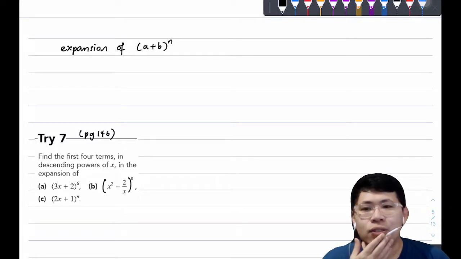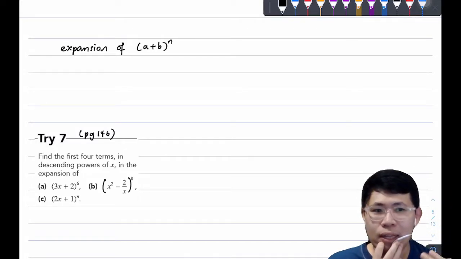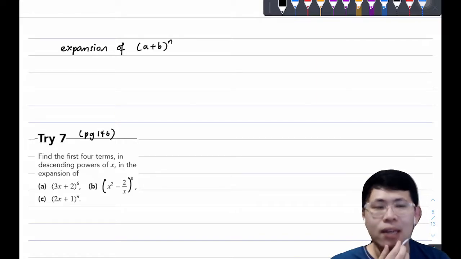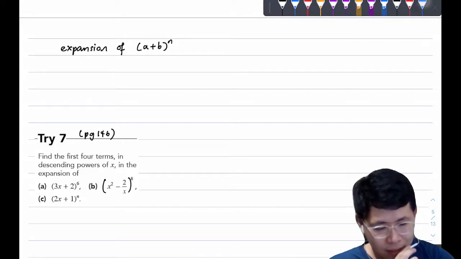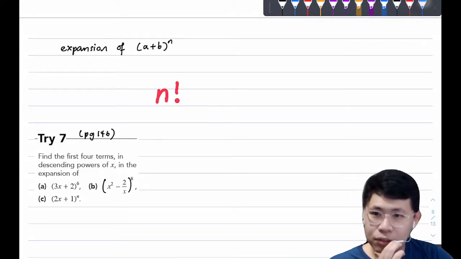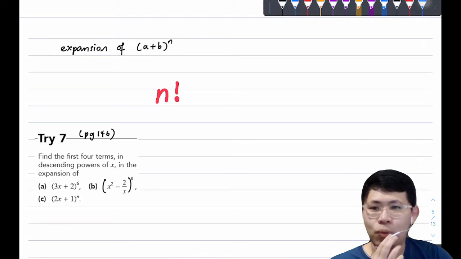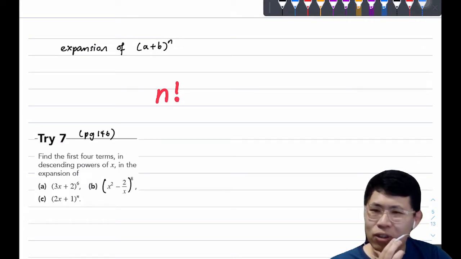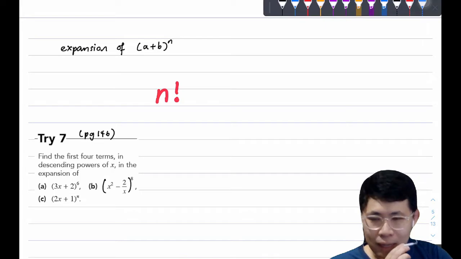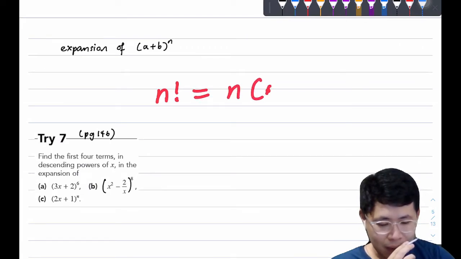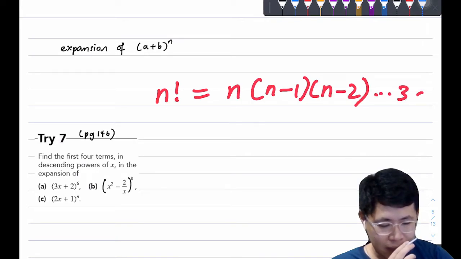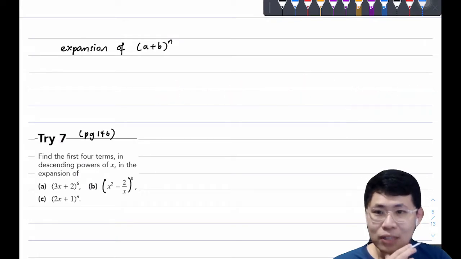Okay, hello everyone. So now we are fully entering the binomial theorem. Previously, we looked at the concept of n factorial, which means the number of ways of rearranging n items. The context is not so important now, but we need to know the mathematical definition of n factorial, which is n times n minus 1 times n minus 2, all the way to 3 times 2 times 1. So this is n factorial.